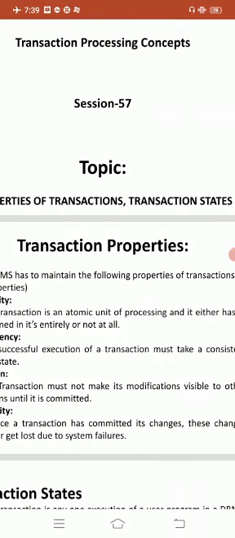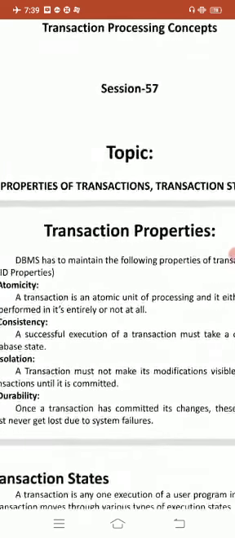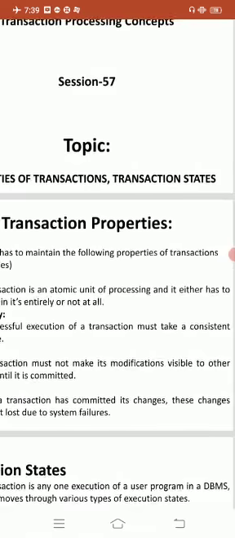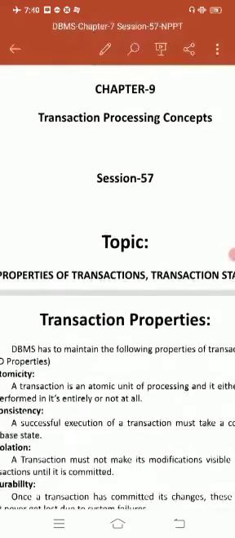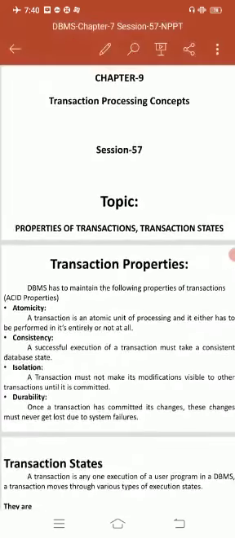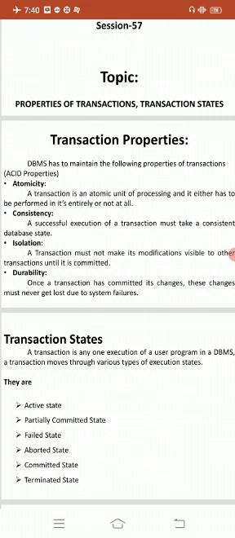Welcome back to Computer Science classes, Database Management System, Session 57, Properties of Transaction and Transaction States, which comes under Chapter 9, Transaction Processing Concept. So here first we'll discuss properties of transaction, or transaction properties.